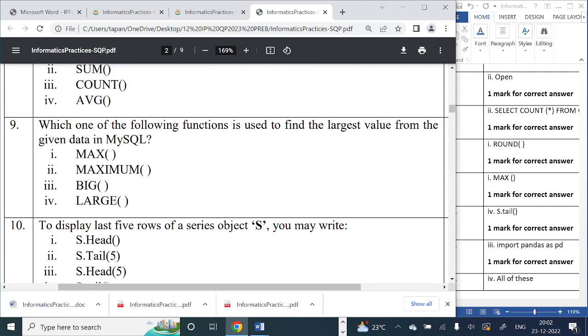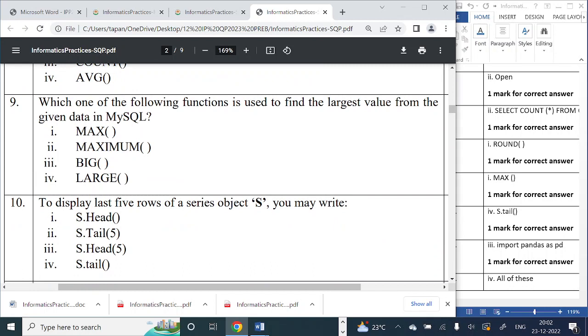Next, which one of the following functions is used to find the largest value from the given data in MySQL? Whenever we want to find the largest value, we use max. For maximum value, largest value, highest value, we use the max function. So the first option is correct. If it will be minimum, then min we are using. The rest are avg, count and sum. So here, since the question was largest value, max will be the correct answer.